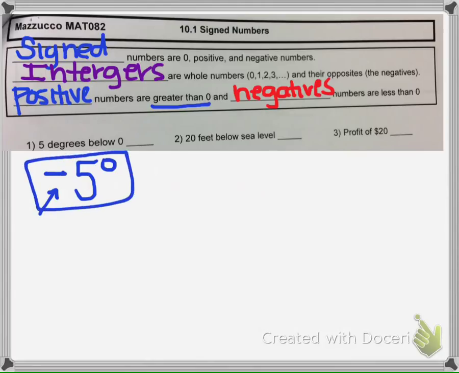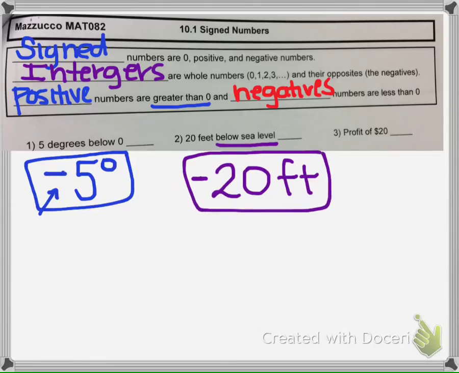If we take a look at example 2, it says 20 feet below sea level. So below sea level just means below the ground. So we're under the ground. To represent that we're not 20 feet above the ground and that we're 20 feet below, we would also use a negative number to represent that.